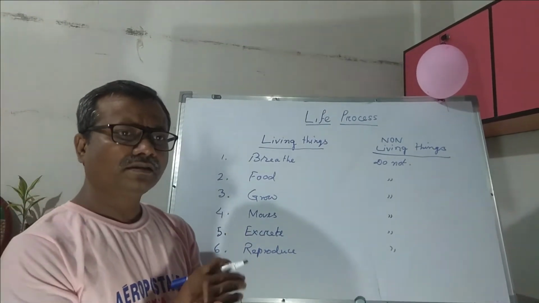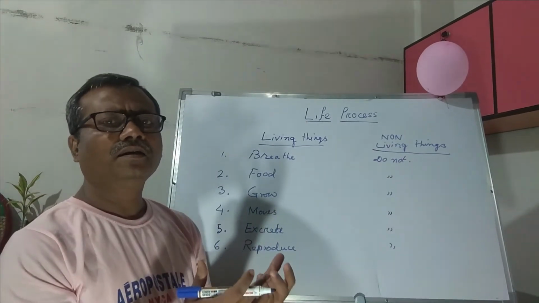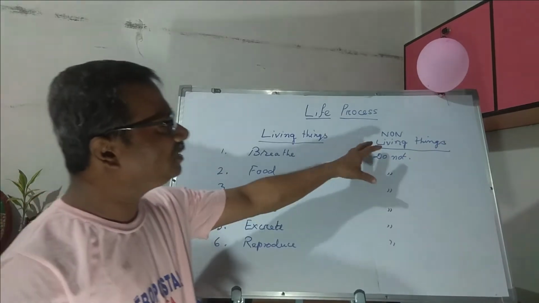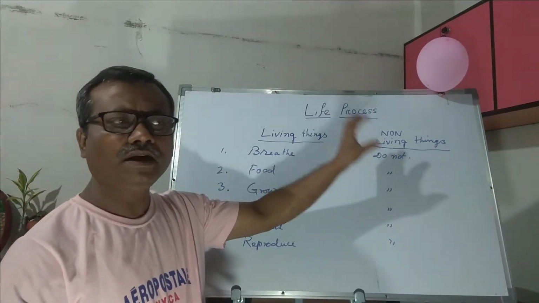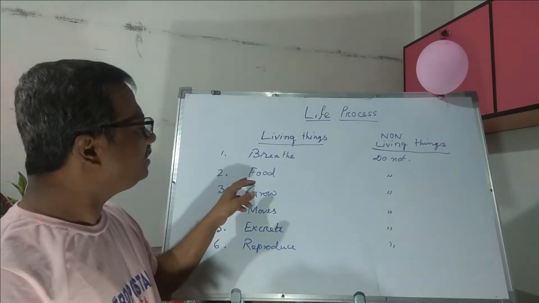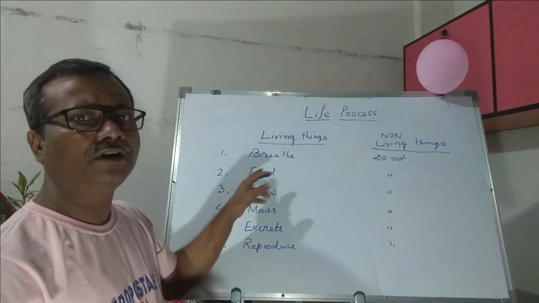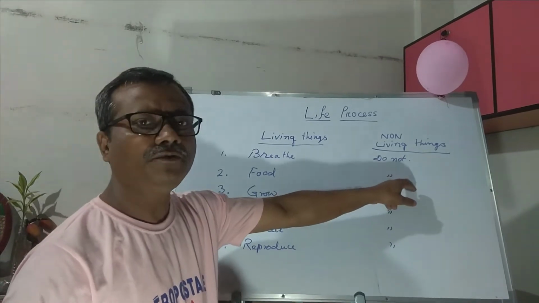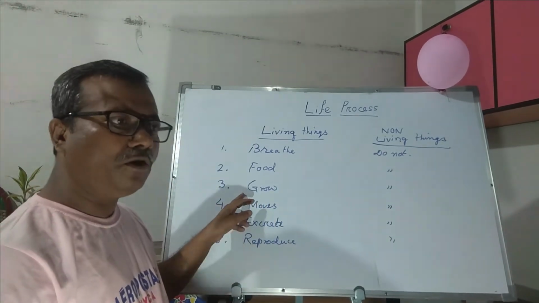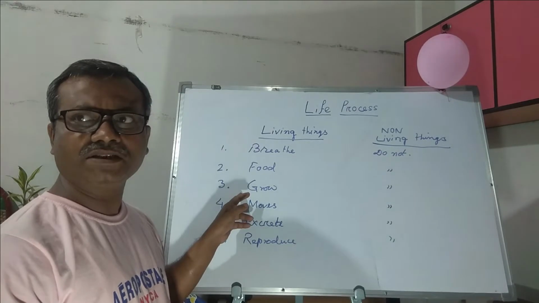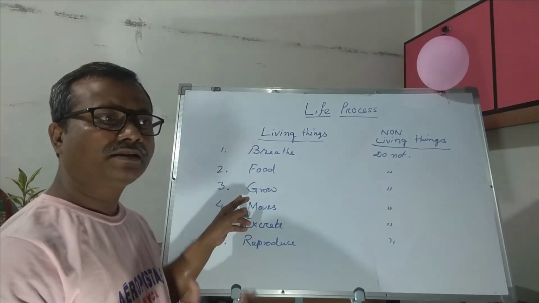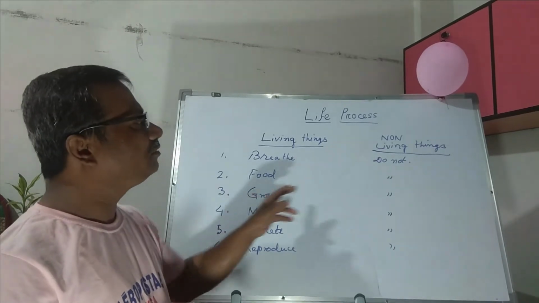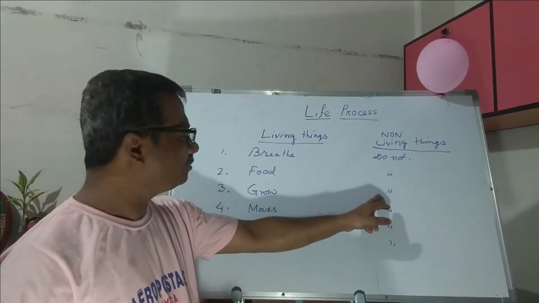Living things take breath, they respire, but non-living things do not take breath. Living things need food for nutrition. Non-living things do not take food. Living things grow. As nutrition takes place in their body, their cells multiply, and as a result they grow, but non-living things do not grow.